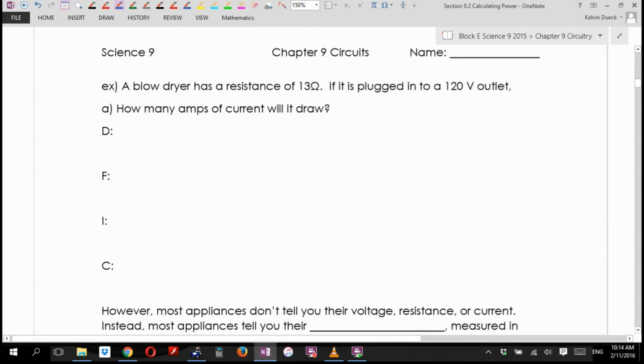A blow dryer has a resistance of 13 ohms. If it's plugged into a 120 V outlet, Mason, what's part A asking me to find? How many amps? Now, I'm going to come back to you, Brady. What do I measure in amps? Do I measure volts in amps? No, because remember, volts is volt. That's the easy one. So, folks, what do I measure in amps? Current.